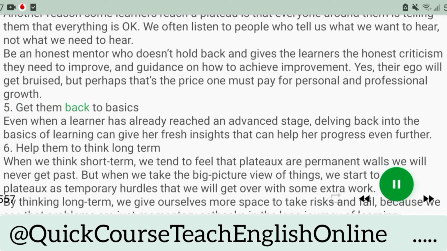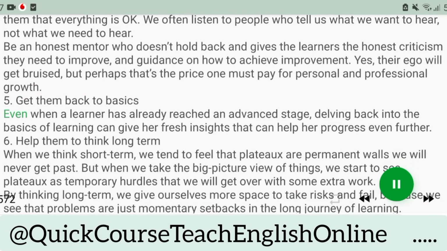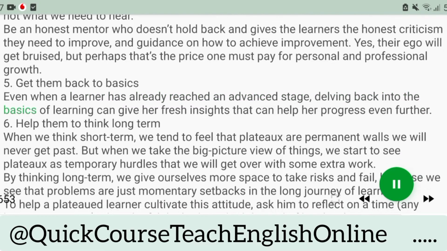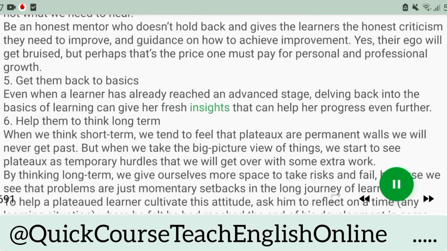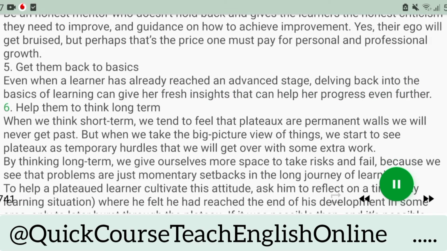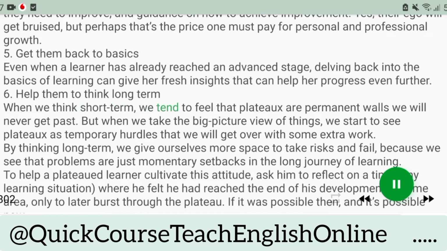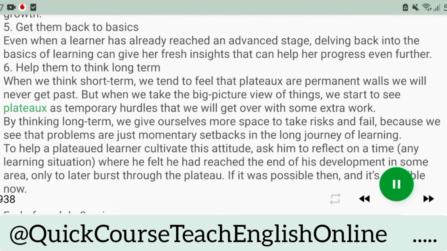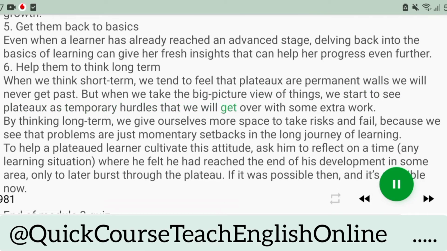5. Get them back to basics. Even when a learner has already reached an advanced stage, delving back into the basics of learning can give her fresh insights that can help her progress even further. 6. Help them to think long term. When we think short term, we tend to feel that plateaus are permanent walls we will never get past. But when we take the big picture view of things, we start to see plateaus as temporary hurdles that we will get over with some extra work.